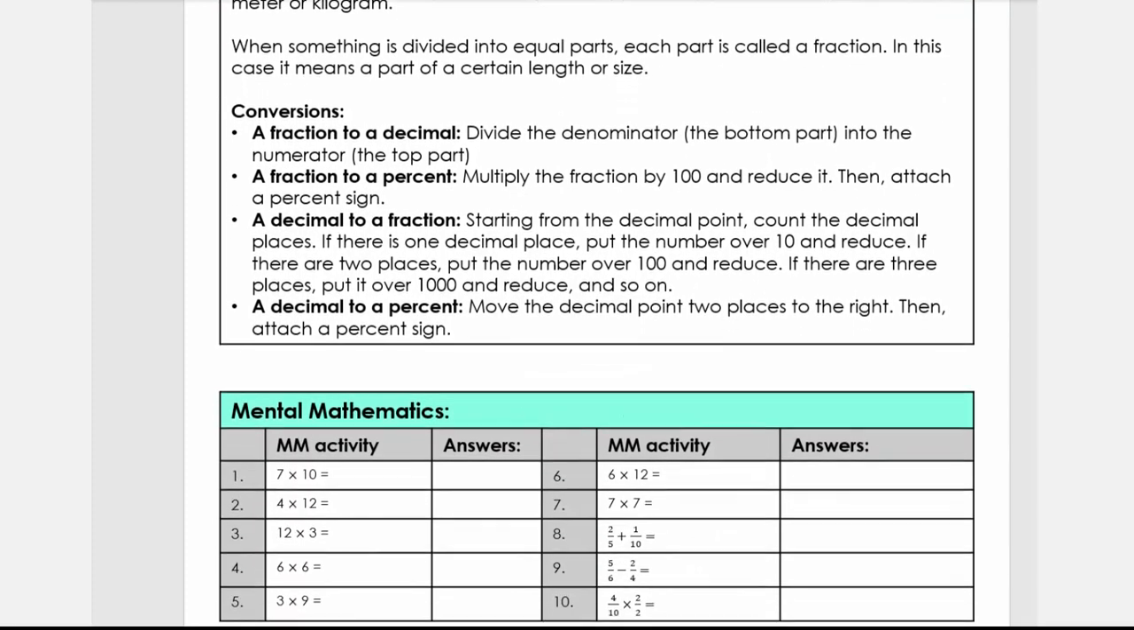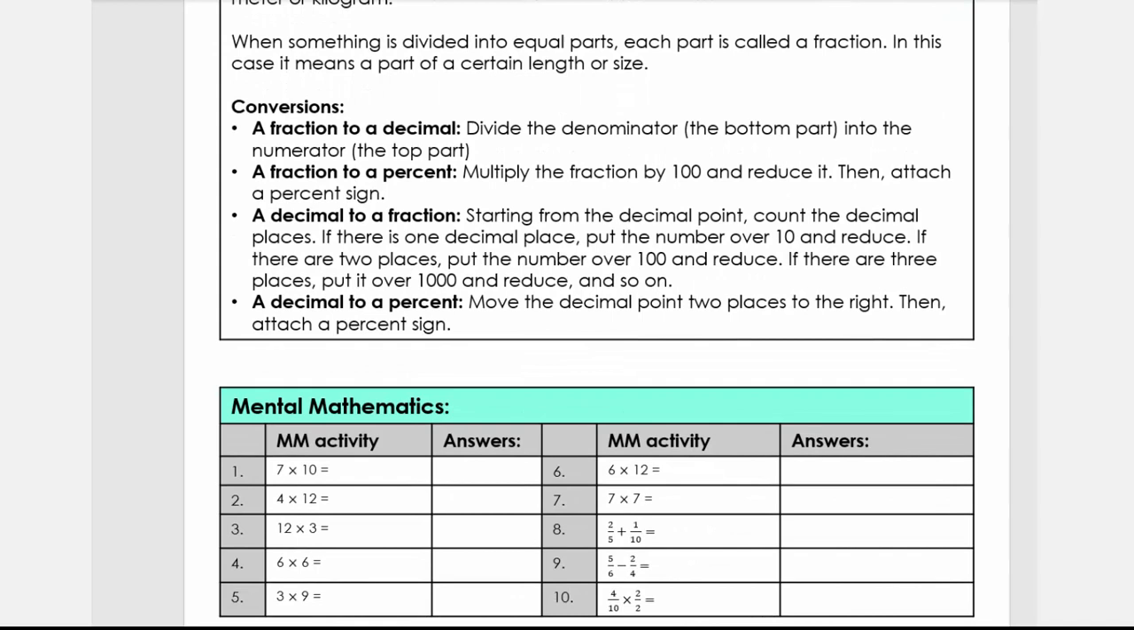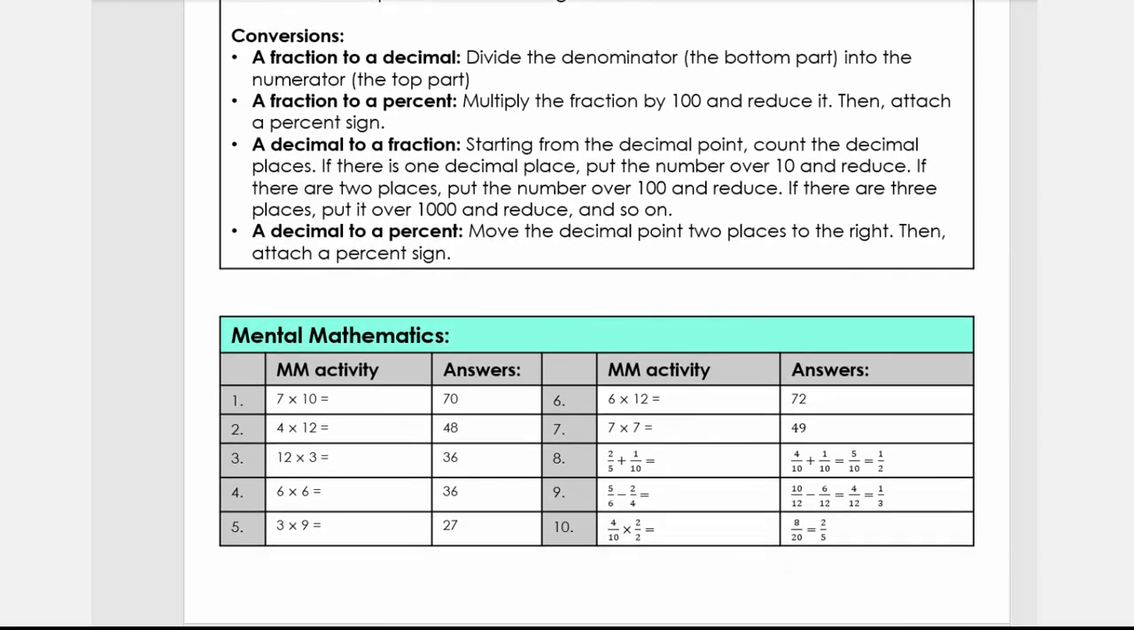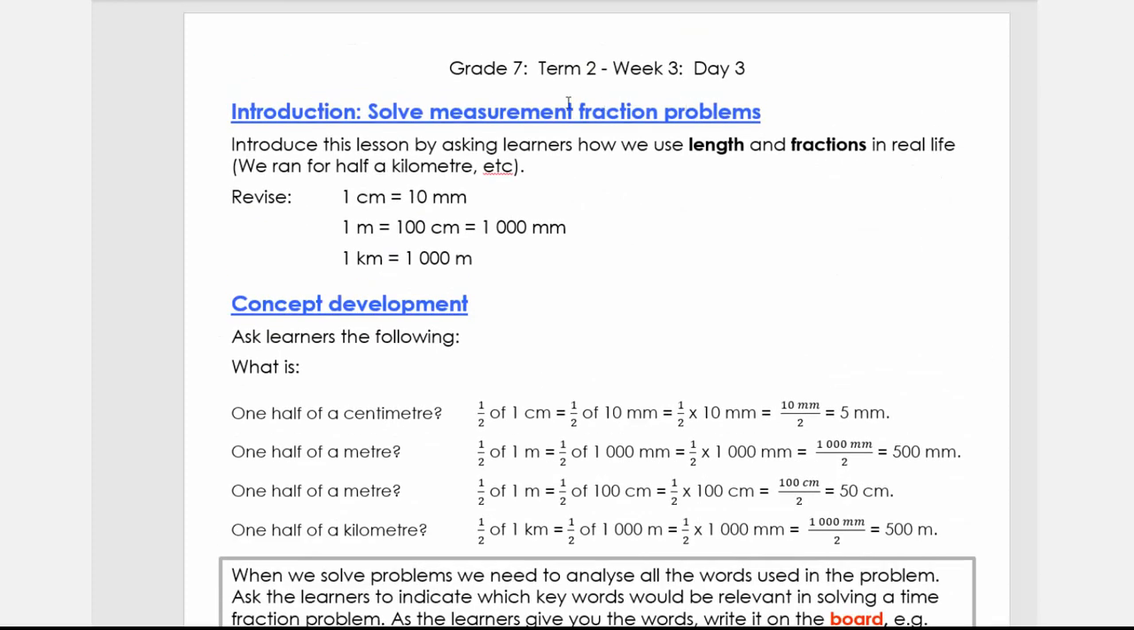Then we're going to go to the mental mathematics. We're going to ask the 10 questions. You're going to pause it. You're going to come back and you're going to reveal the answers. You're going to mark it and then we're going to carry on with the rest of the lesson. So let's quickly see, our introduction is then solve measurement fraction problems.